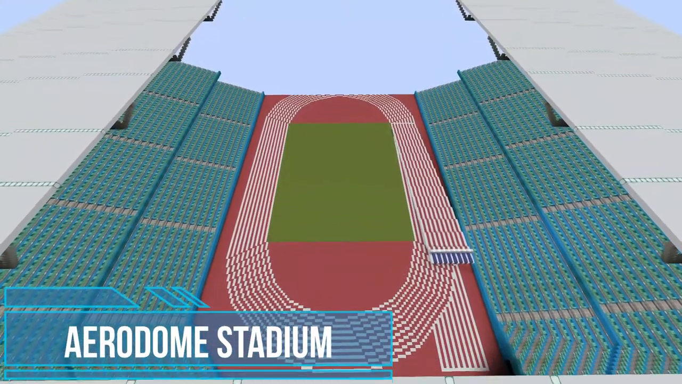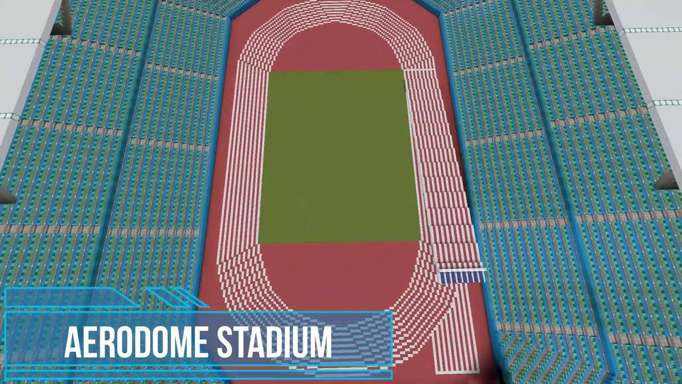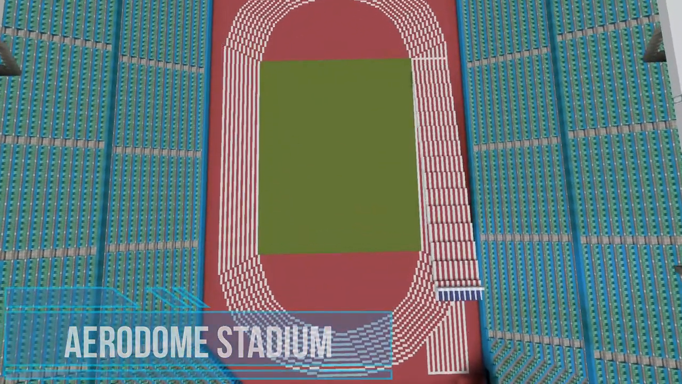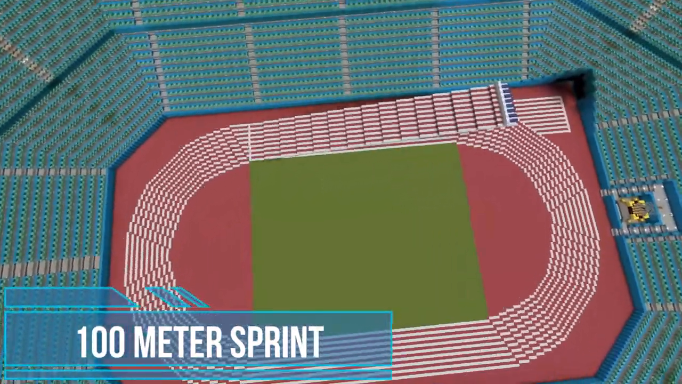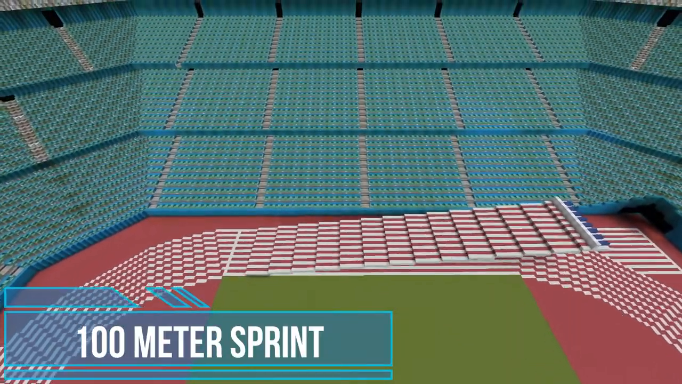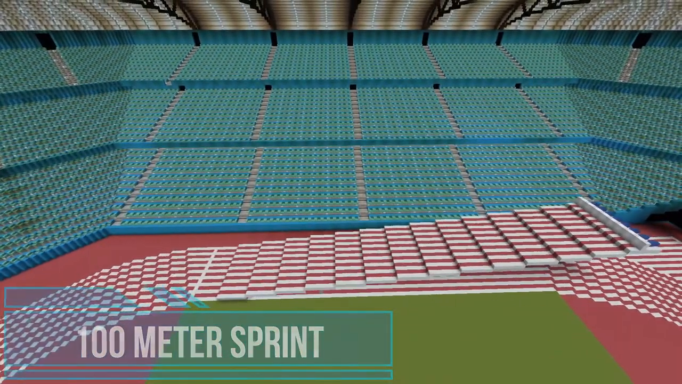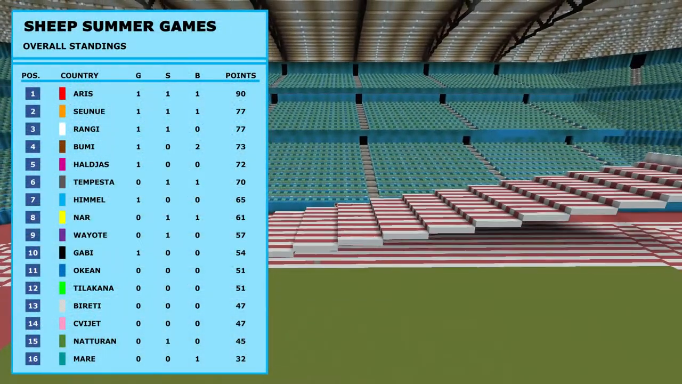This is it, the final event of the Sheep Summer Games in 2020. Welcome back to RedOps Stadium for our final event coming up, the 100 meter sprint. A very fast-paced event where we'll find out which sheep is the fastest sheep in the world. The nations are excited to see which nation will actually come out on top in the overall standings.